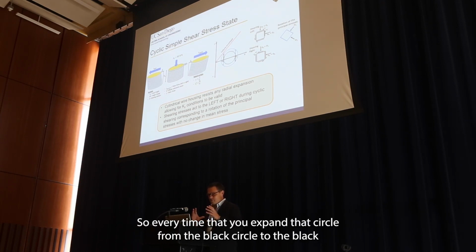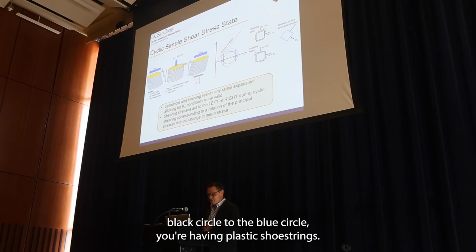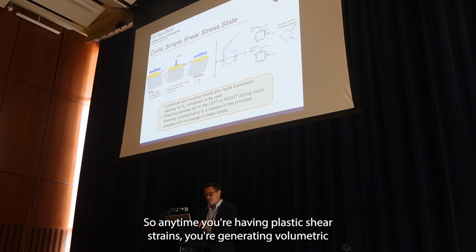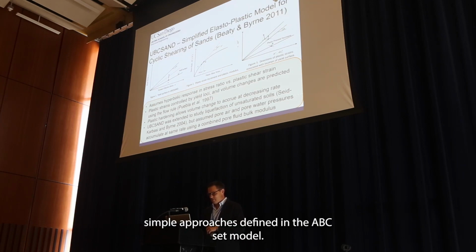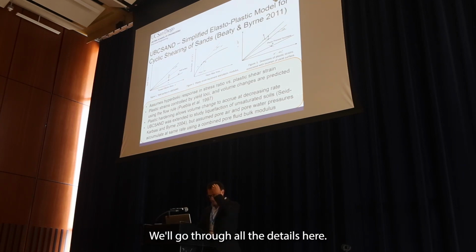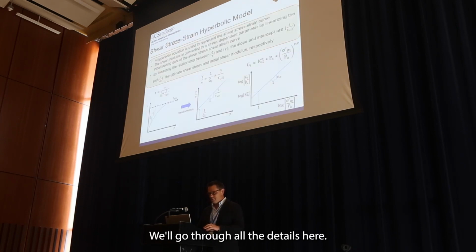So every time that you expand that circle from the black circle to the blue circle, you're having plastic shear strains. Anytime you're having plastic shear strains, you're generating volumetric strains through a flow rule. So we used these simple approaches defined in the UBC SAND model. We won't go through all the details here.